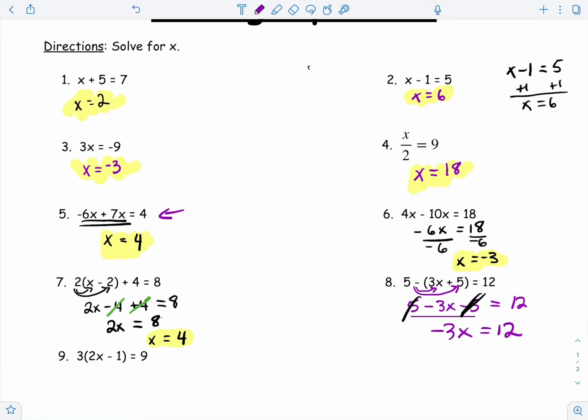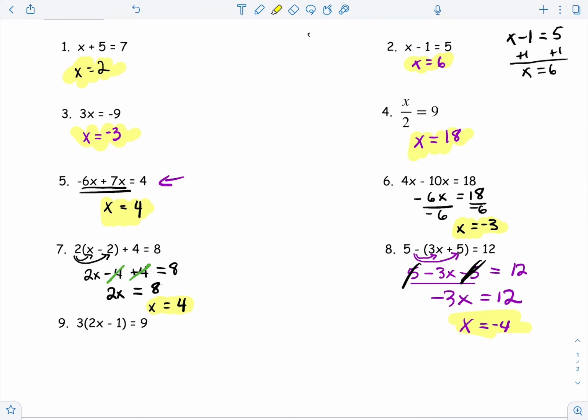All right, finally, number 9. This is going to lead us into a different type of equation called a two-step equation. Recognize we have parentheses, so we need to be distributing. So we have 3 times 2x and 3 times 1. So we have 6x minus 3 equals 9.